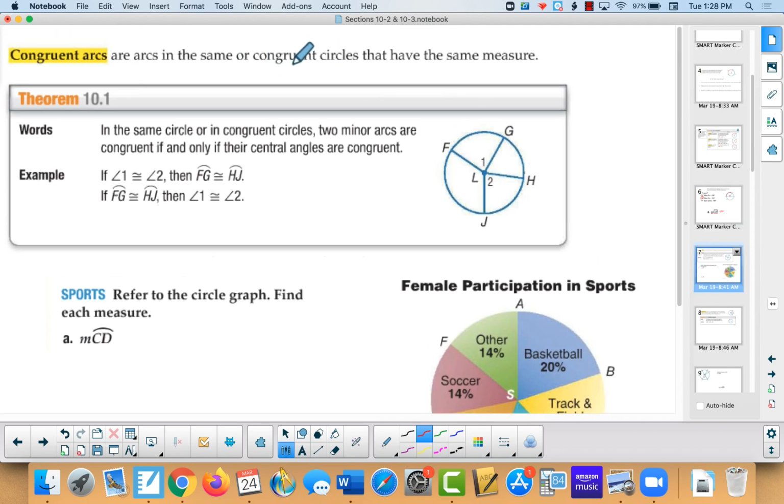Congruent arcs in the same or congruent circles are going to have the same measure as each other. Now, this is not true of arcs that are in two different circles that are not congruent. Even if their degree measures are the same, their lengths would not be the same, and so they would not be congruent. So this is only true for arcs that are in the same circle or congruent circles. So in this case, if angle 1 and angle 2 in this picture are congruent, then their intercepted arcs JH and FG are also congruent to each other because they're in the same circle. And vice versa, if the arcs are congruent, then those angles are going to be congruent.